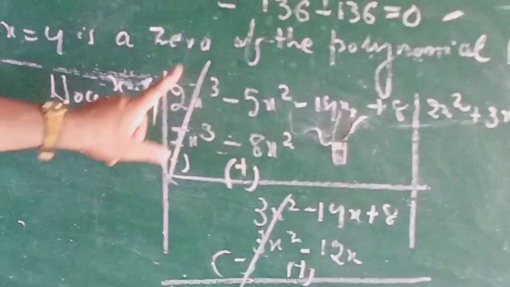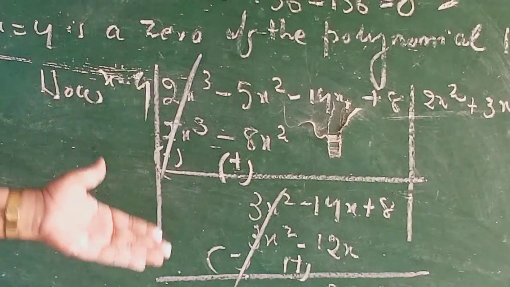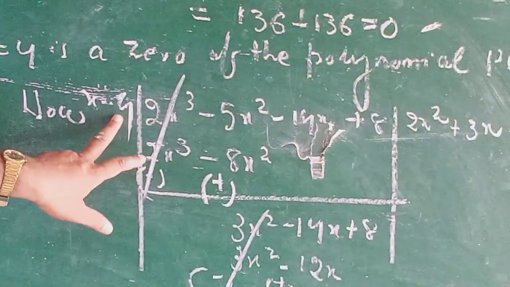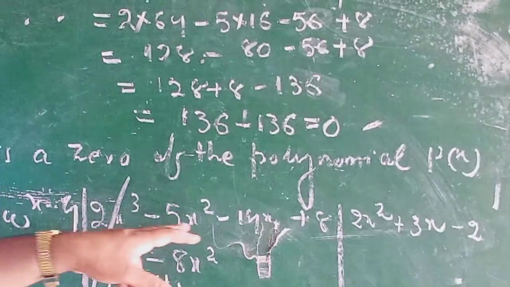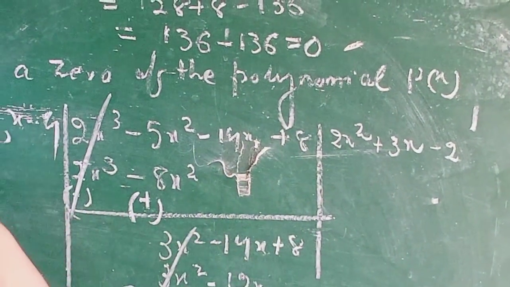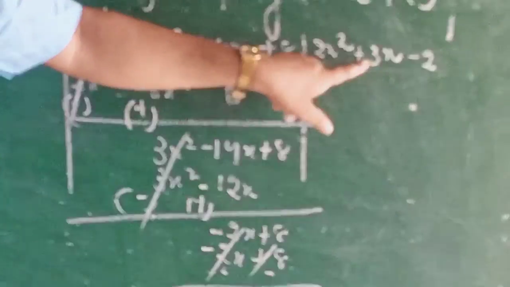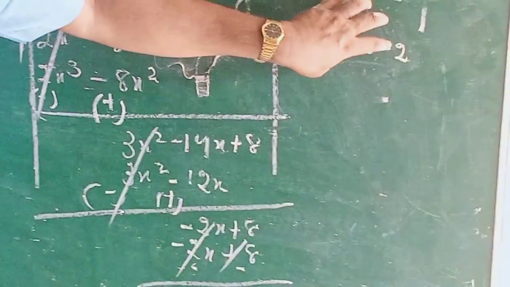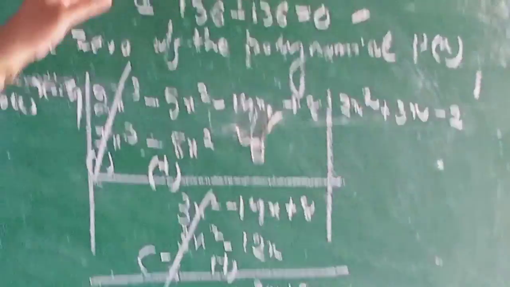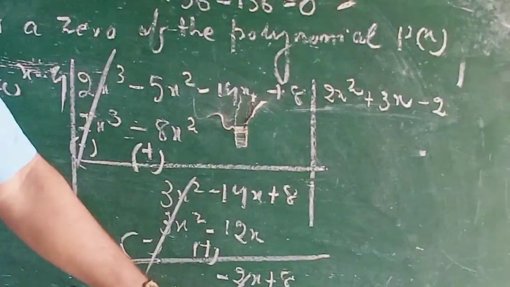Now divide 2x cube minus 5x square minus 14x plus 8 by x minus 4. You know the long division method from class 8 and class 9, and you will see you have to do the process like this. You will get the quotient 2x square plus 3x minus 2. Now you know the formula: dividend is equal to divisor into quotient plus remainder.